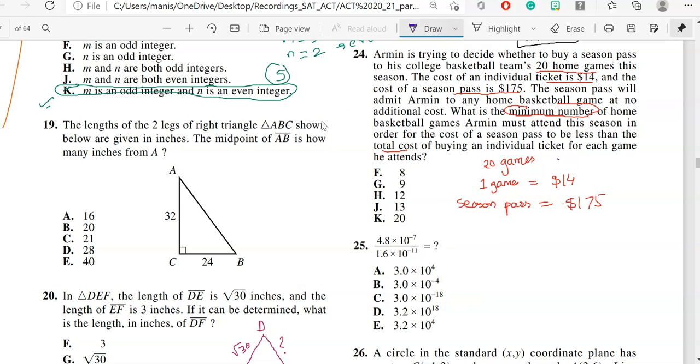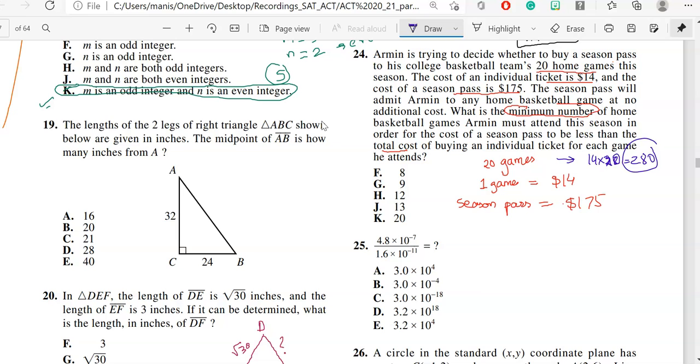If in case he goes to see all 20 games, then he will be paying for individual games. He will be paying around how much? This should be 20, let's make it 20. So he will end up paying $280. So it makes some sense that instead of paying for individual games, he should buy the season pass. But the question is, what is the minimum number of games he should go to so this will be a value pass for him?